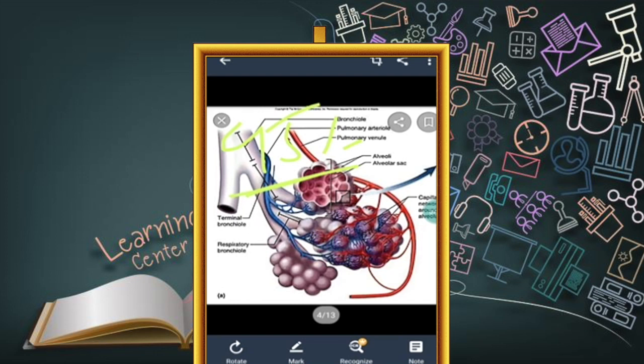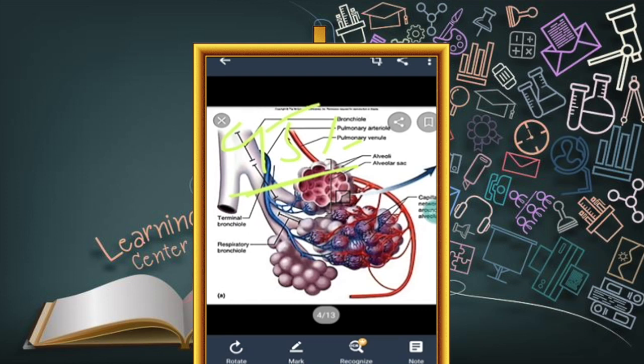Now what is the main function of type 1 pneumocytes? They are mainly responsible for the exchange of gases. That is where the gas exchange process happens in your body's lungs. Type 1 pneumocyte cells are responsible for the gas exchange system in your body, and they occupy almost 95% of the area.